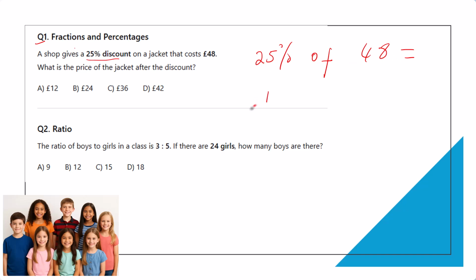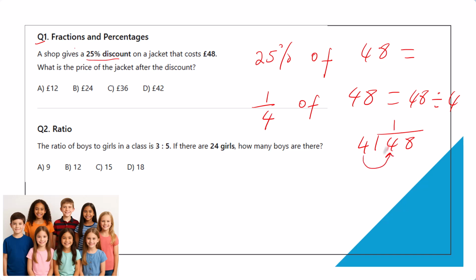And 25% basically is 1/4 of a number. Now, how do you get 1/4 of a number? To get 1/4 of a number, you need to divide that number by 4 because a quarter means 4 portions. So you're going to share 48 by 4. And if you don't know how to do that, you can use this method to divide. All right. So 4 goes into 4 once and there's no remainder. And 4 goes into 8 twice and there's no remainder, which means that the discount they're giving you is 12 pounds.